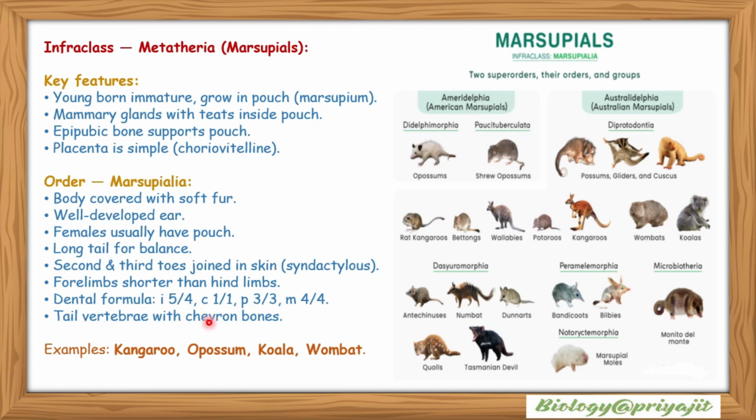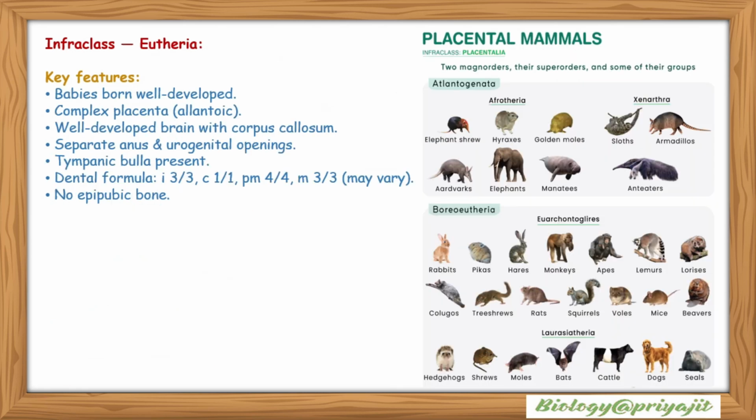Tail vertebrae with chevron bones. Example: kangaroo, opossum, koala, wombat. Infraclass Eutheria. Babies are born well developed. They have a complex placenta, like the allantoic placenta.